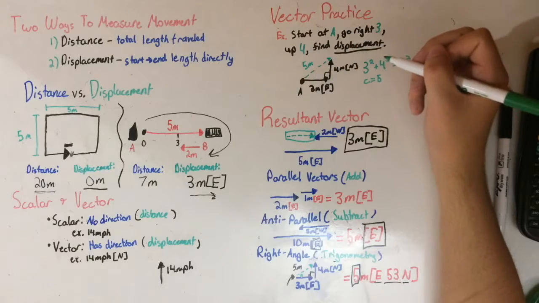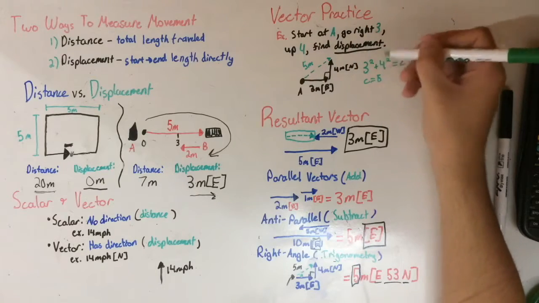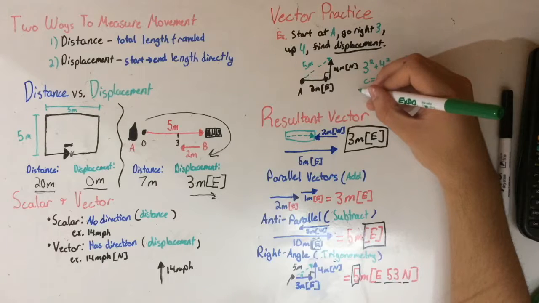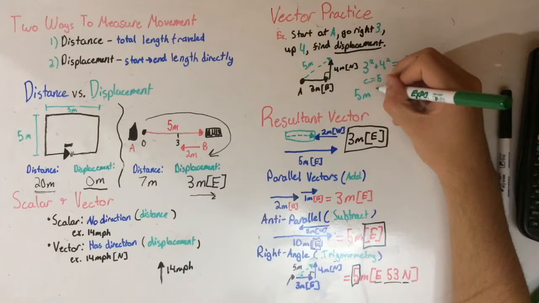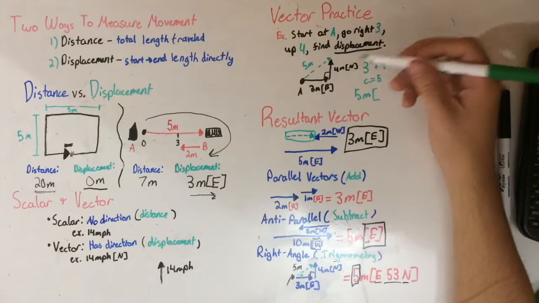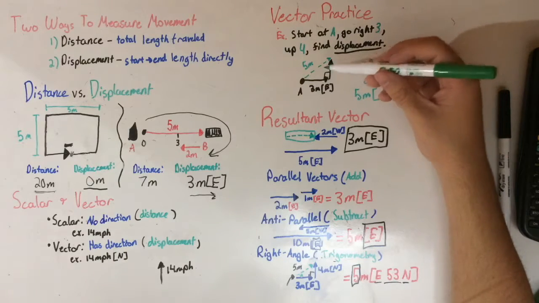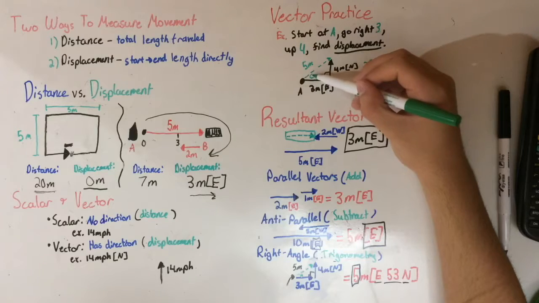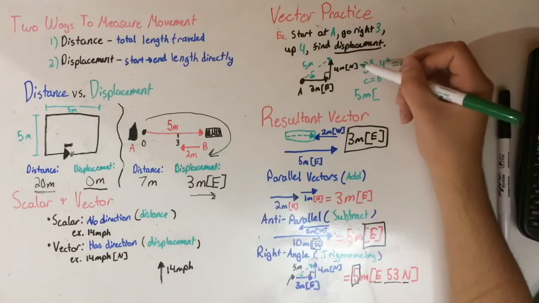We need to now know what direction this vector is going in. We already know that it's 5 meters, but we need to know what direction it is because it is a vector, and displacement has direction, so do vectors. So pretty much, we're going to be solving for this angle right here. How do we find that angle?